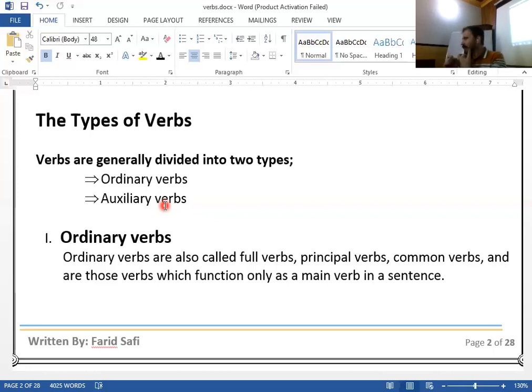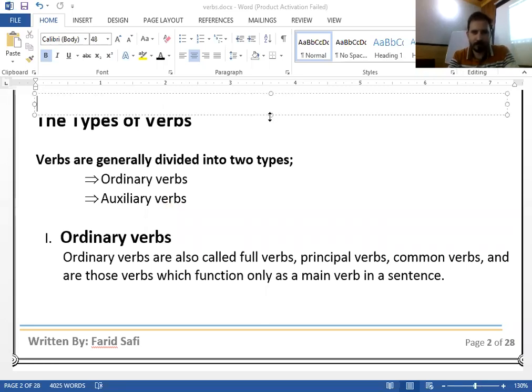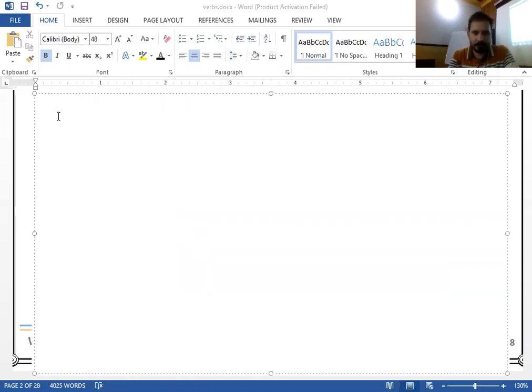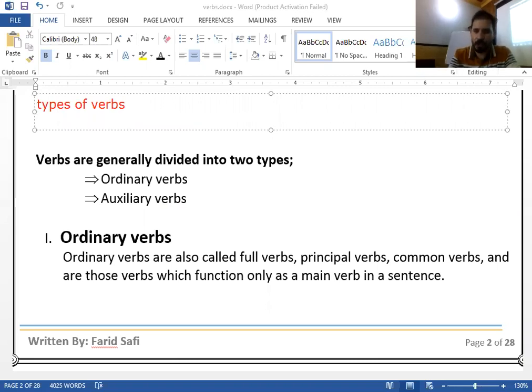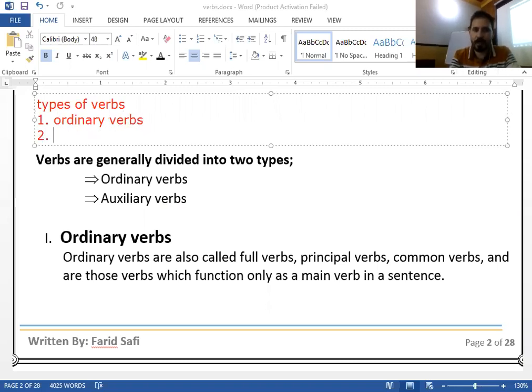Now let's explain one by one what are ordinary verbs and auxiliary verbs. Clear? I want to take something, the whiteboard, and then we will explain one by one. Types of verbs. Two. Number one, ordinary. Second one? Auxiliary.